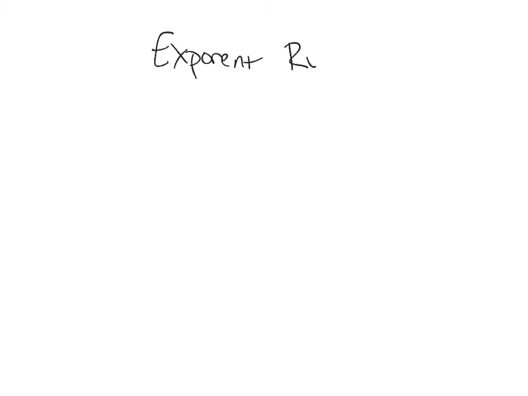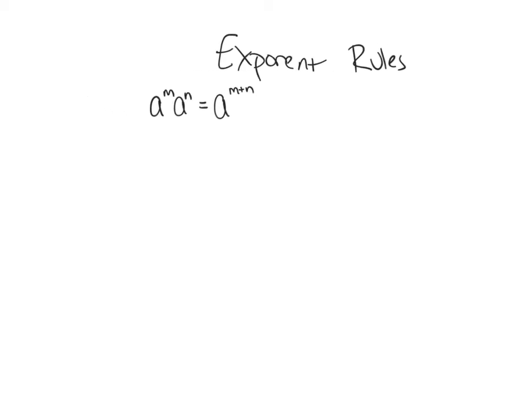Our exponent rules, or properties, however you want to say that. The first example we have is a to the m times a to the n is equal to a to the m plus n. We'll call this the product rule.